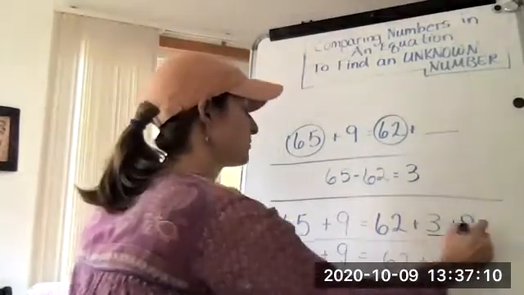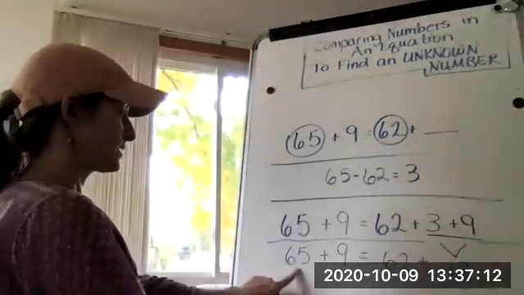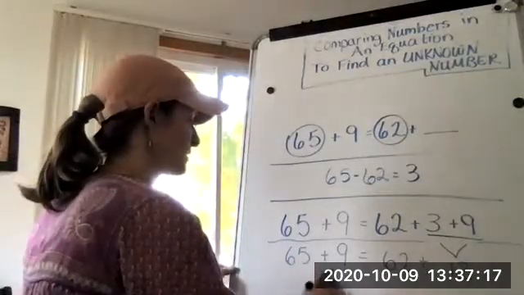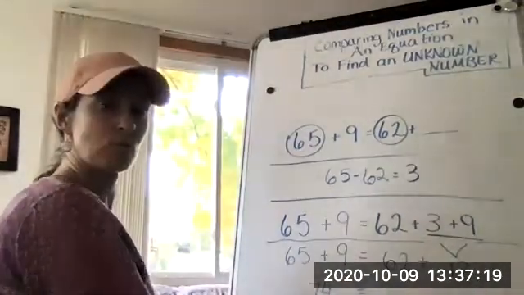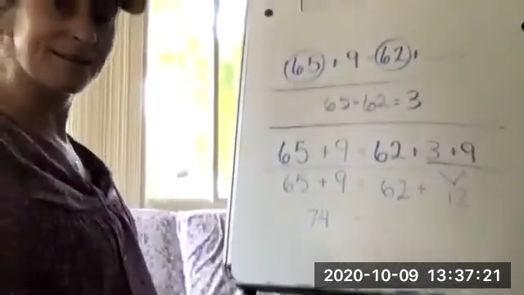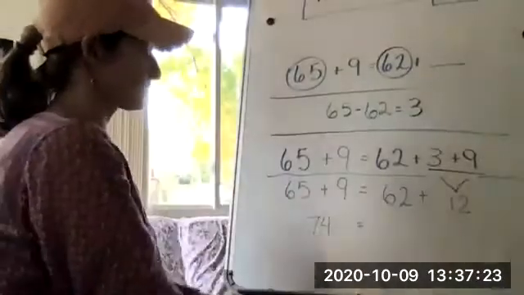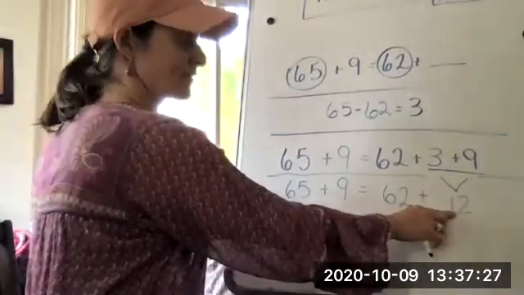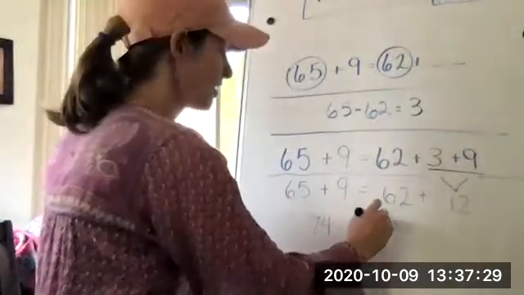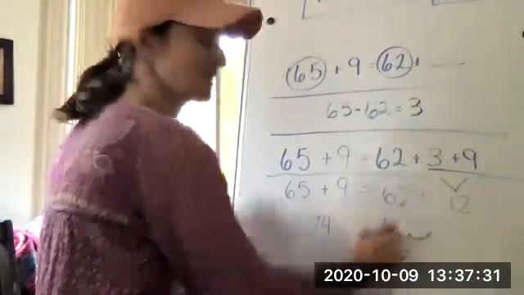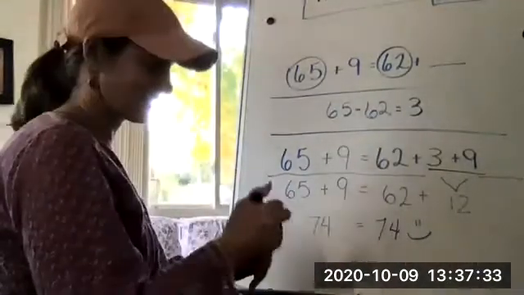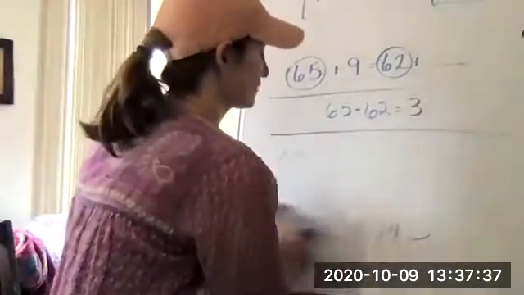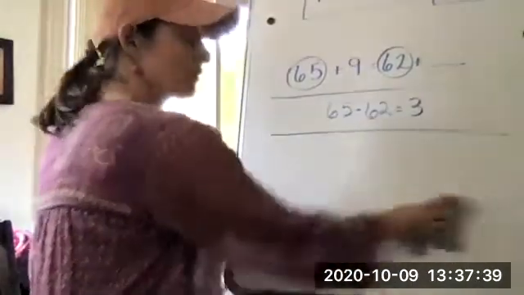So let's just double check that we are correct. 65 plus 9 is 74. And we need to hope that the other side of the equation also equals 74. 62 plus another 10 would be 72, plus another 2. Yes, that is correct. So when you are going through the module, it's going to review it again for you.